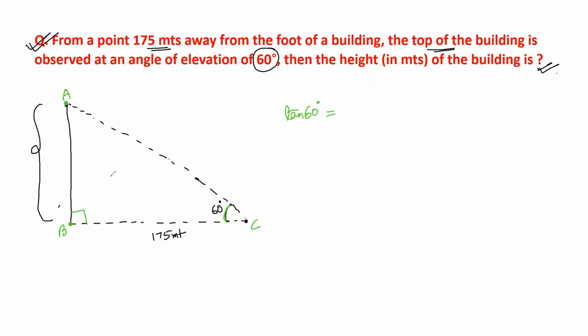can be written as perpendicular upon base. So for this triangle, this would be AB upon base, which would be BC. AB we need to find, and the length of BC is given to be 175. And we know tan 60 degrees is given by root 3. So this would be equal to AB upon 175. So the height of the building, or AB, would be simply 175 root 3 meters.